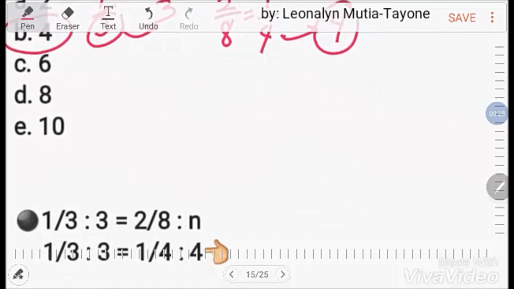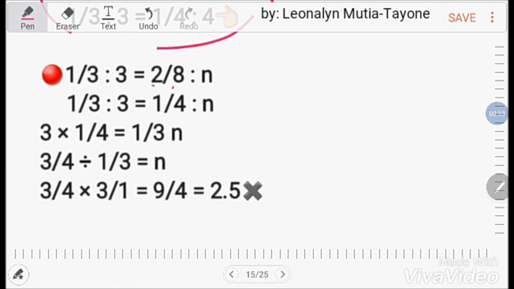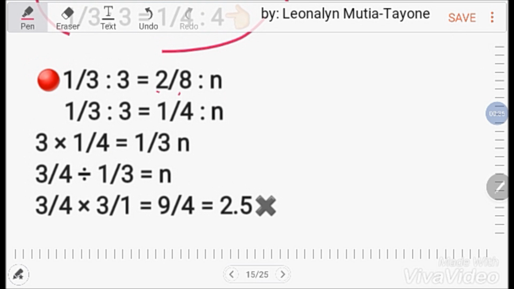Double check natin sa ibang solusyon. Ito yung ginawa nating unang solusyon. Next solution, cross multiply. Ito na yung given. Bago tayo mag-cross multiply, ito ay itong 2 over 8, gawin natin, i-simplify muna natin para mas madali. Ngayon, mag-cross multiply tayo. Ito, si 3 times 1/4.